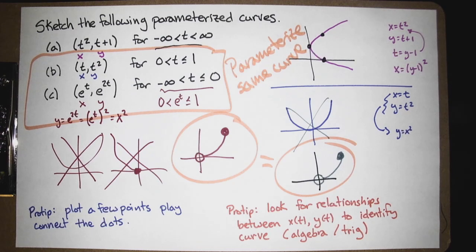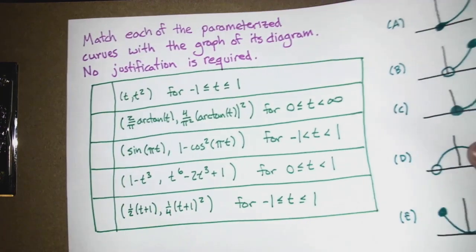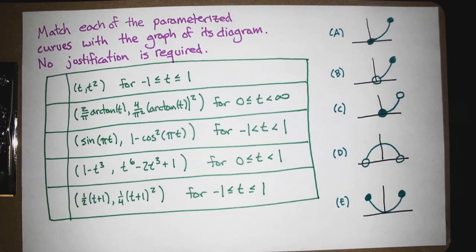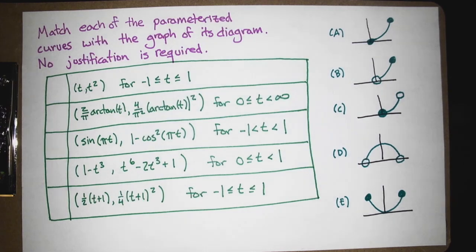All right. A few minutes left. So let me pull up an old problem from an exam. Match each of the parameterized curves with the graph of its diagram. So I have a parameterization, I have some pictures here, and the goal is, it's a matching game. Which one goes with which?